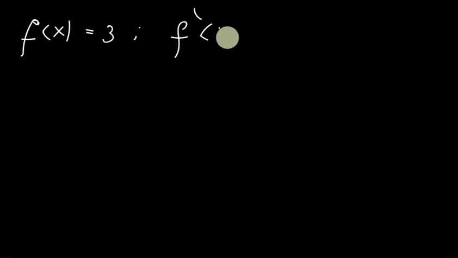Let's say we have f of x is equal to 3 and we want to calculate a derivative. So 3 is a constant, it's not a variable, okay? So our derivative will simply be 0.